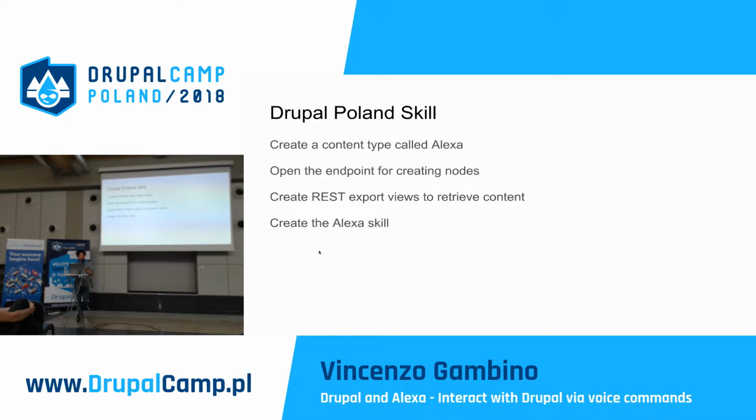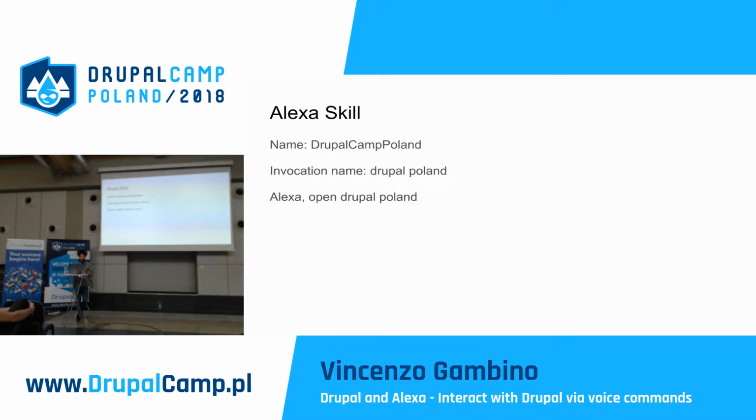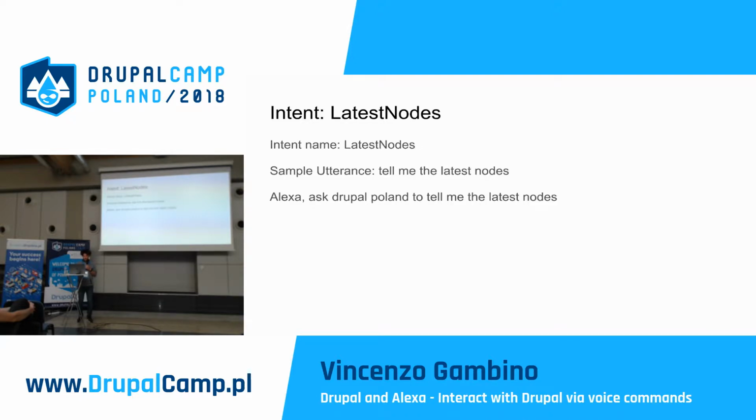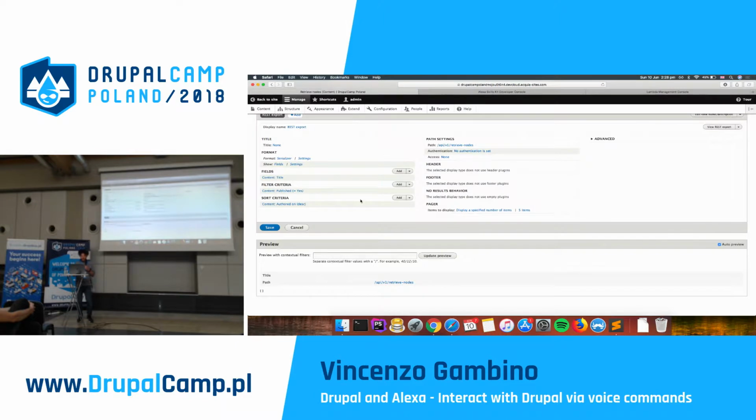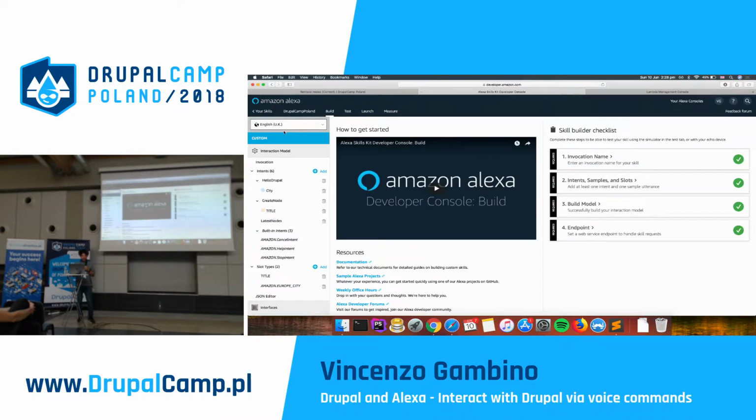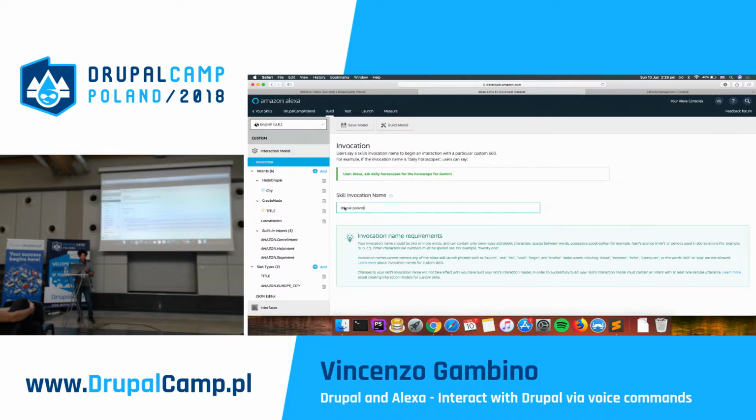And now we go and we create the Alexa skill. The Alexa skill will have the name DrupalCamp Poland. The invocation name will be Drupal Poland. So when we say Alexa open Drupal Poland, it will give us the default message from our skill. So this is my skill. I have called it DrupalCamp Poland, and in the invocation name, I set Drupal Poland.